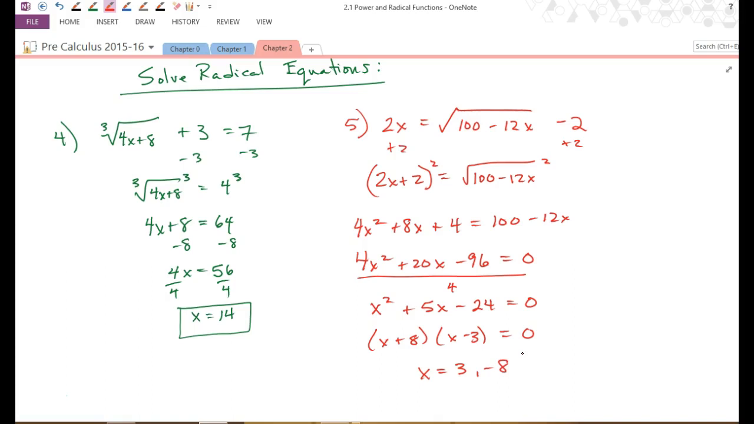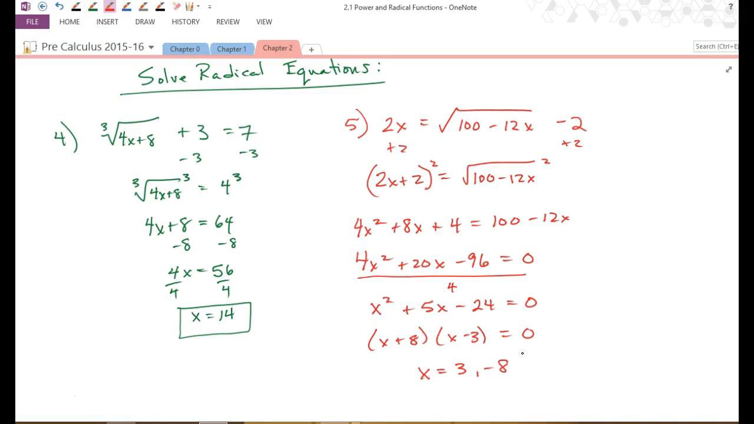Okay, so if I plug 3 in, I have 3 times 2 on the left-hand side, which makes what? 6. So I get 6 on the left. If I plug 3 into the middle, I have negative 12 times 3, which is negative 36. So if you plug 3 in, you get 100 minus 36, and 100 minus 36 is 64. The square root of 64 is 8, and 8 minus 2 is 6. So you end up getting 6 is equal to 6 when you plug 3 in.